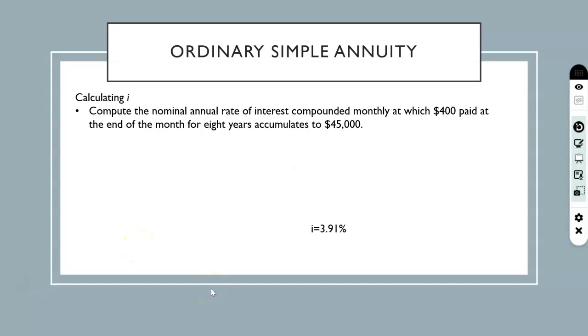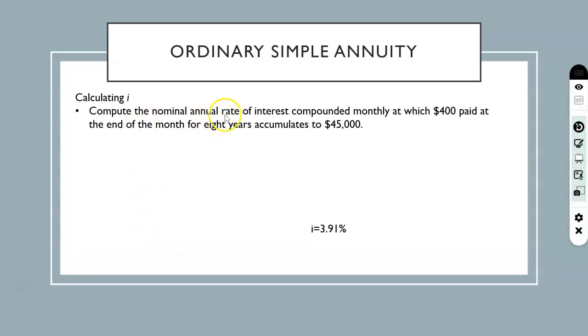We can also calculate the periodic rate of interest, which is I, using the financial calculator. So periodic rate of interest can be calculated only using the financial calculator. There is no formula for calculating I, if your PMT is given, future value is given, or present value is given, and N is given. Right, so let's see in the calculator how to calculate it.